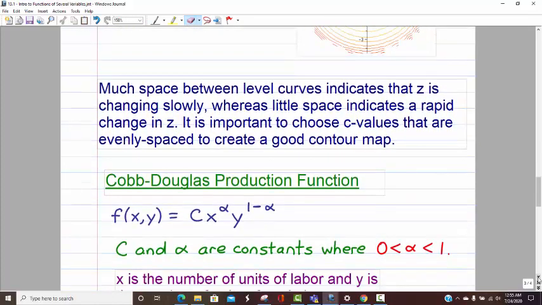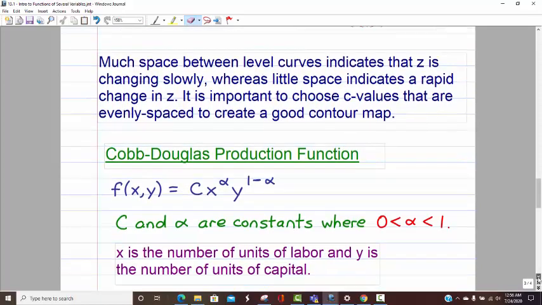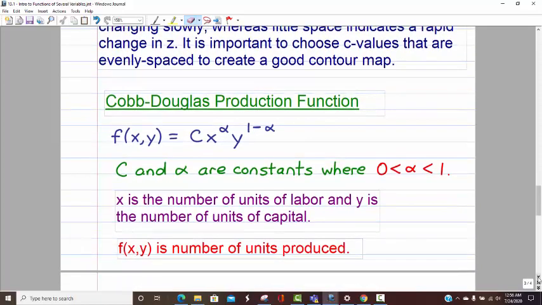And this, once again, is not important from a calculus standpoint, but it's an application in economics of a multivariable function called the Cobb-Douglas function that measures the number of units produced based on the number of units of labor, which is x, and capital, which is y. And then it's a little more advanced, and we need to worry about what the C and alpha are. If you were really studying this seriously, you'd need to know that.